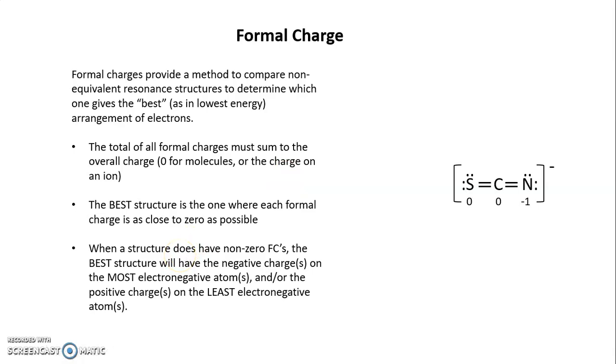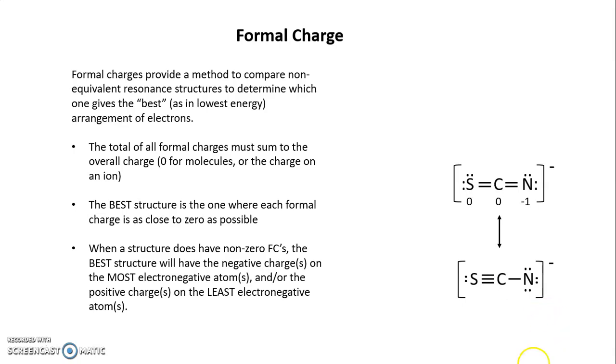So let's go ahead and now assign formal charges for the other resonance structures. We had this resonance structure where we had the triple bond between carbon and sulfur, and a single bond with 3 lone pairs around the nitrogen. Again, the carbon has 4 bonds around it, no lone pairs. The formal charge there is going to be 0. I would like you guys to pause the video and assign formal charges to the sulfur and the nitrogen.